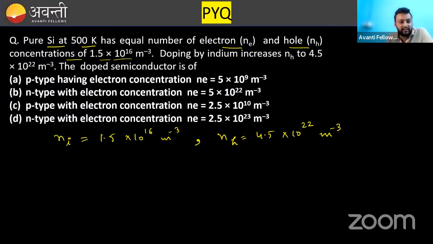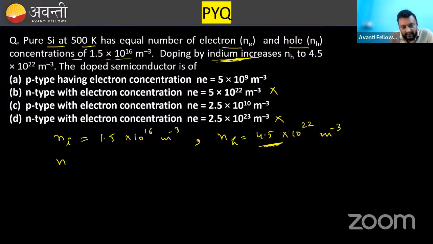One thing they are asking is whether the doped semiconductor is P type or N type. One thing is for sure: it is doped with indium, and indium is of the 13th group, that means trivalent impurity. Another thing you can see is that the number of holes is increasing. That means the semiconductor will be of P type. So two options are already wrong, which include N type semiconductor. Now we need to calculate.